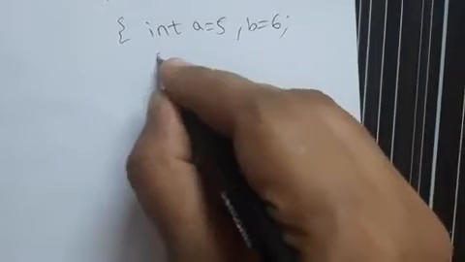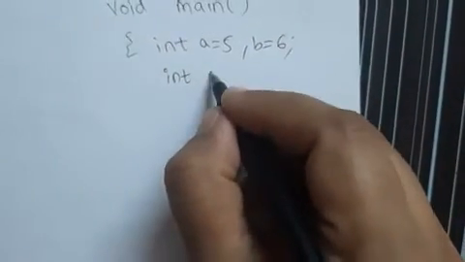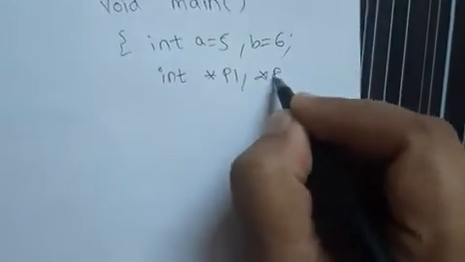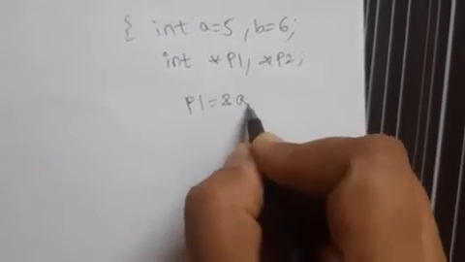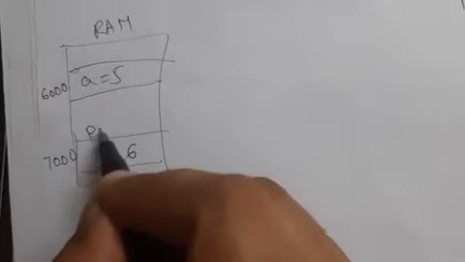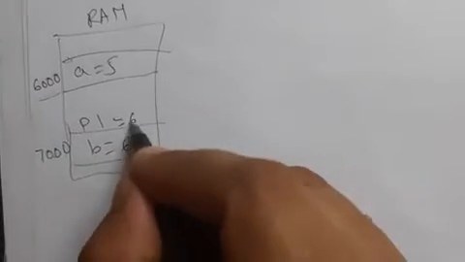Now let us take two pointers. Already we discussed what a pointer is. A pointer is a variable which stores the address. So I am taking two pointers. In the first pointer variable I am going to store A's address. So let us take P1, a pointer variable which stores A's address. A's address is 6000.